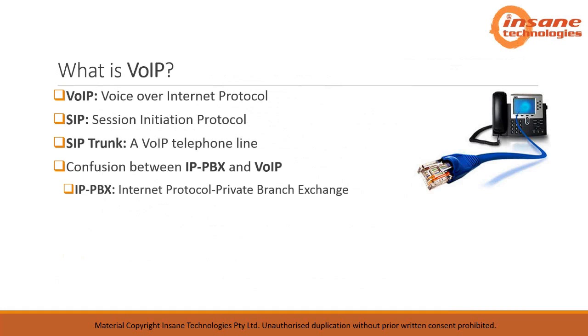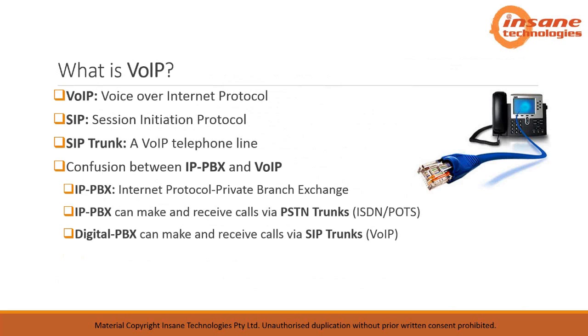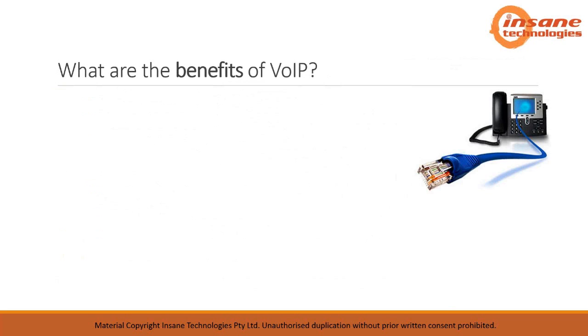So with an IP PBX, as I said, we're talking about a phone system that works on the network level, and an IP PBX can also make and receive telephone calls via your standard hardline phone systems, just as well as a digital phone system can make and receive calls via SIP trunks with the right hardware and upgrades. So what are the benefits of VoIP?